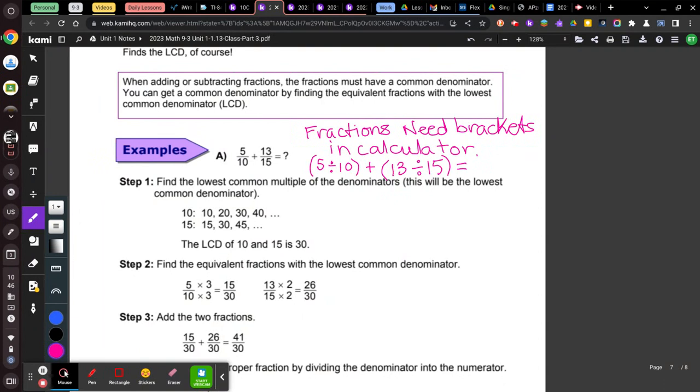Then you're going to hit the button that says second PRB. You're going to hit second PRB and then equals again. And that's going to give you your fraction in lowest terms. And it'll change it to a mixed number as well. So you got to go second PRB.